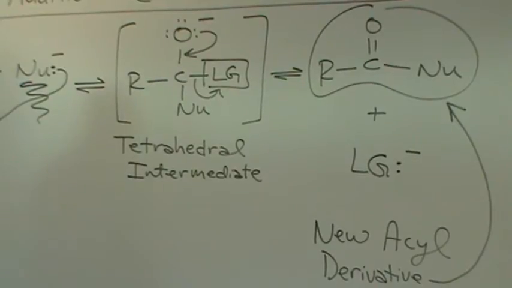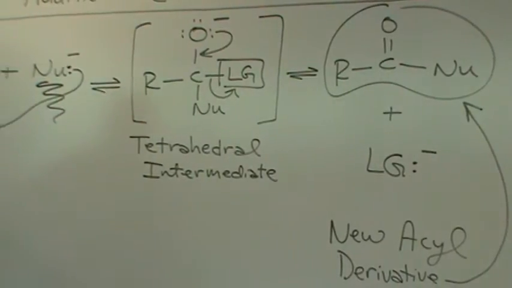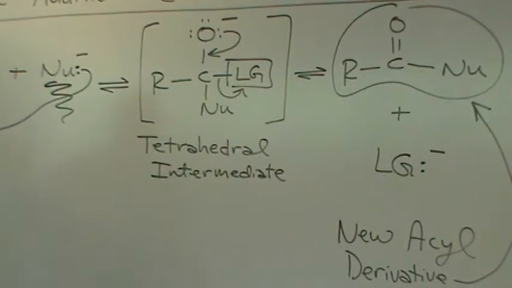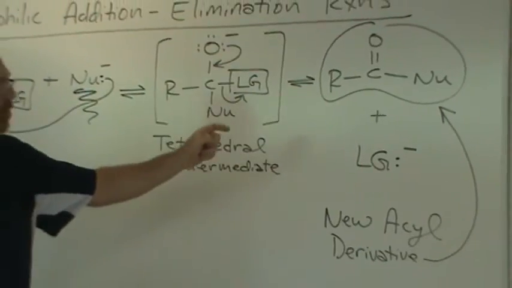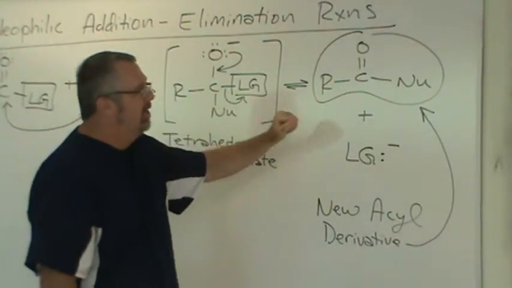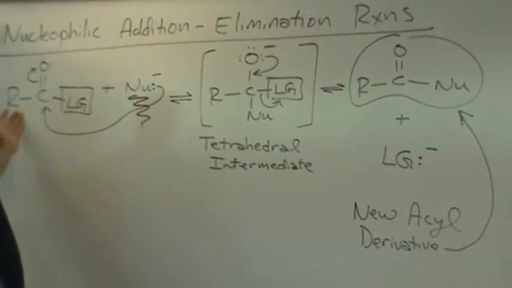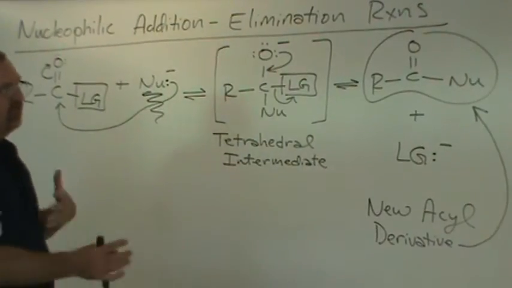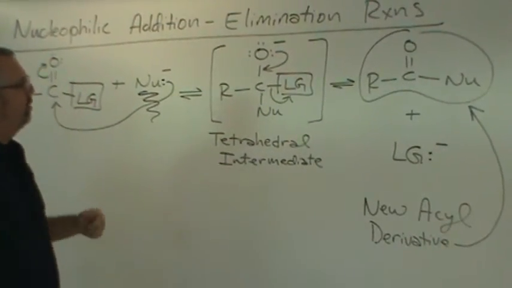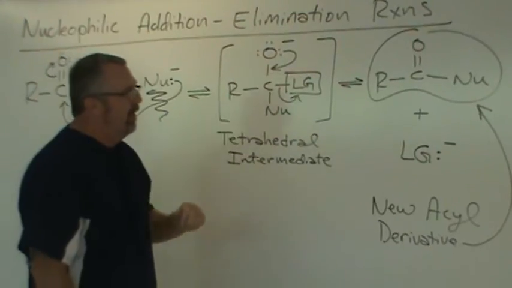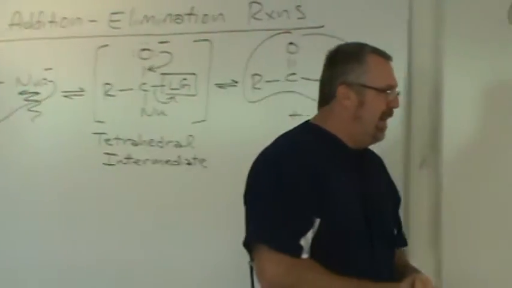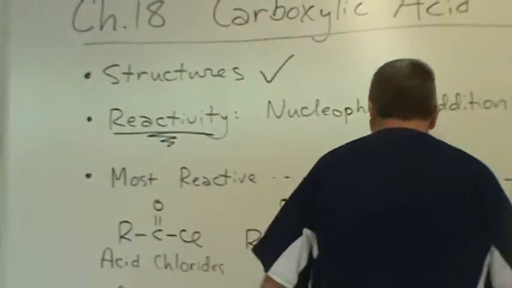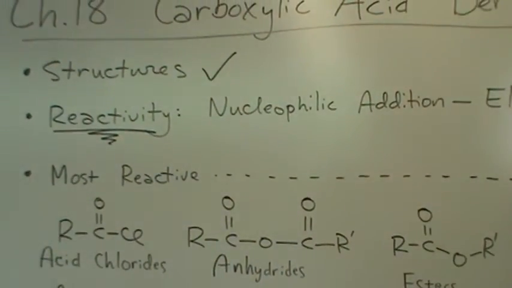It's fairly simple as our mechanisms go, but really important, really, really important. And what governs whether or not this equilibrium lies to the right towards this new acyl derivative, our product, or to the left, back over here to reactants, what governs the position of the equilibrium is all the things we've been talking about. Well, let's move back to the middle board here, and now we can a little bit more appreciate what has been written.